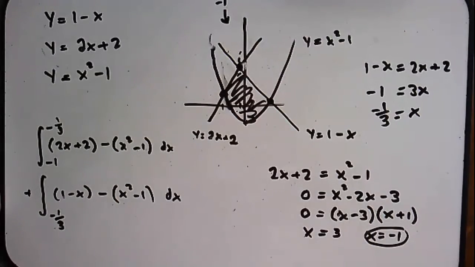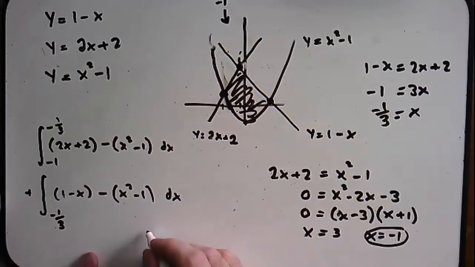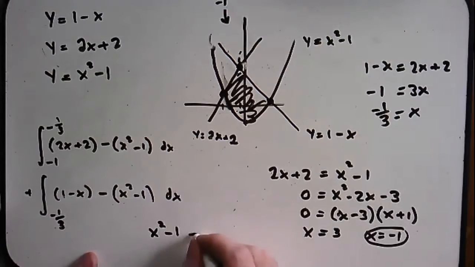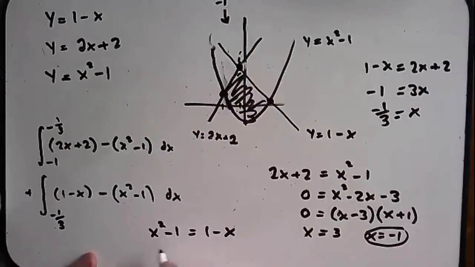So our last piece then is to find that third intersection, and that's the intersection of the parabola y equals x squared minus 1 and the line y equals 1 minus x. Okay, so to solve this, I'll get everything on one side: x squared plus x, subtract 1 from each side, I get -2. Sorry, that's x squared plus x minus 2.